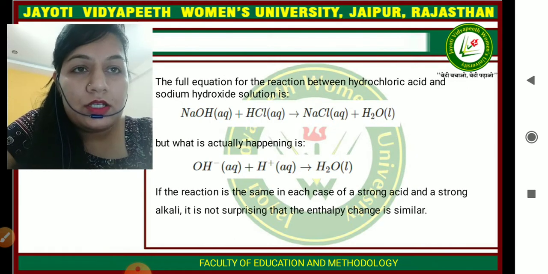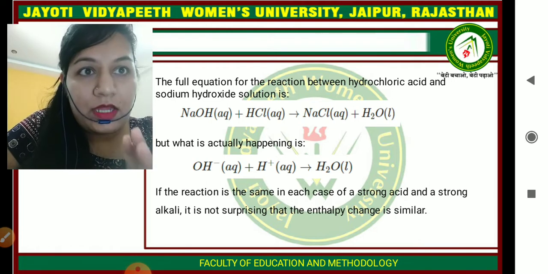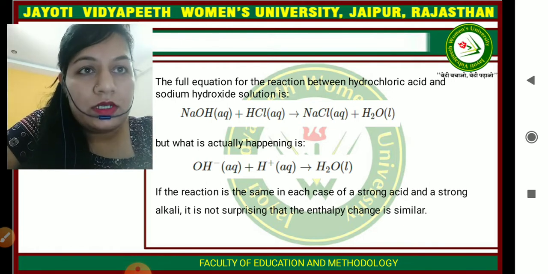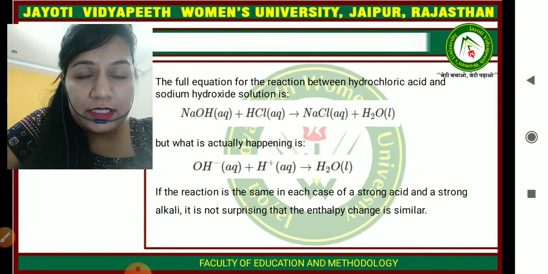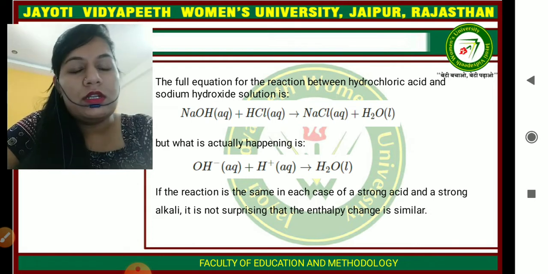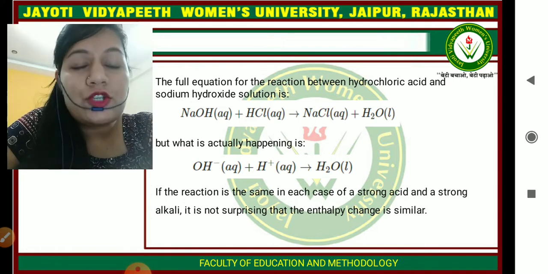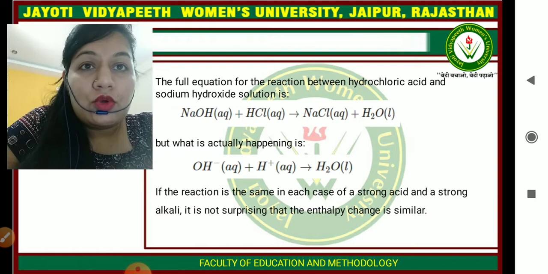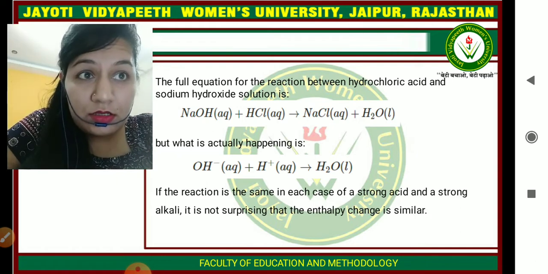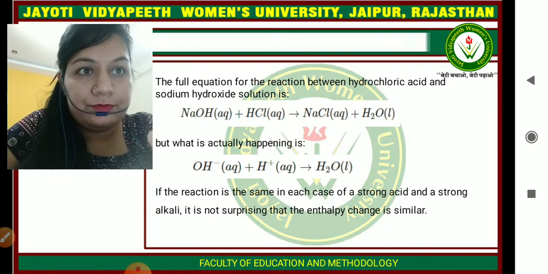Here you can see an example: when NaOH plus HCl combine, they give NaCl and H2O. H2O is formed by the neutralization of HCl by NaOH. So what actually happened in this reaction? OH negative ions in aqueous solution and H plus ions in aqueous solution combine and give an H2O molecule. The energy released to form this H2O is called the neutralization energy.